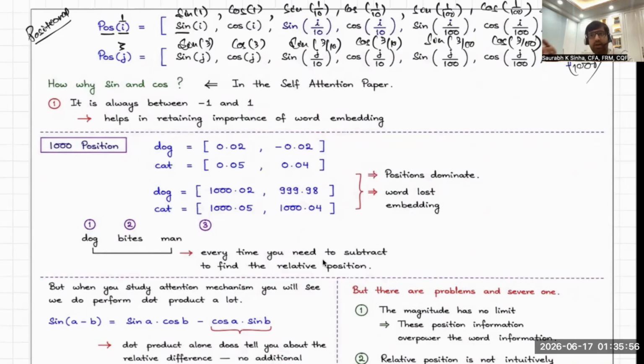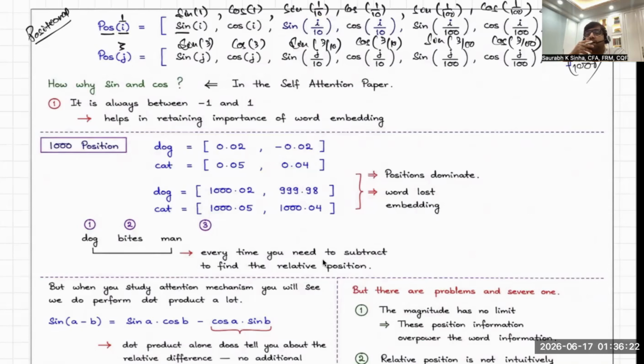And you simply add it to the vector embedding. You simply add this vector to the word embedding that we discussed in the last session. So this is a positional embedding. This is a positional vector. You add it to the vector for the word embedding or token embedding. Perfect. Now the question is, why sine and cos?